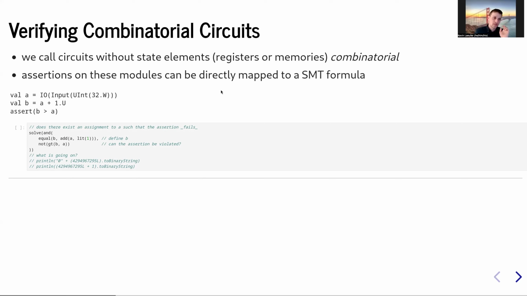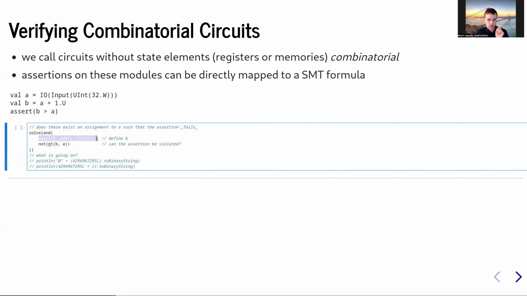Now we have this very simple Chisel circuit, saying there's an input A that's 32 bits wide. We have B, which is A plus 1, and we want to make sure that B is always greater than A. Makes sense. We add 1, so we want to make sure it's greater. How do we encode this? Well, we can encode it as a formula that has 2 different parts. First of all, we say B is A plus 1, just to define it. So we just translate this line and say B is equal to A plus 1. And then we translate the assertion, which says B is greater than A.